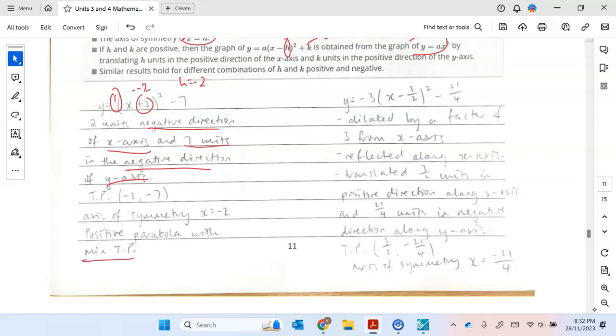We did do the turning point in the previous video. Remember (h, k) is your turning point, but hopefully you've covered that already, along with the axis of symmetry. Let's move on to the other one.